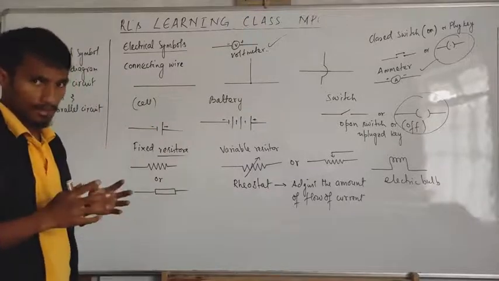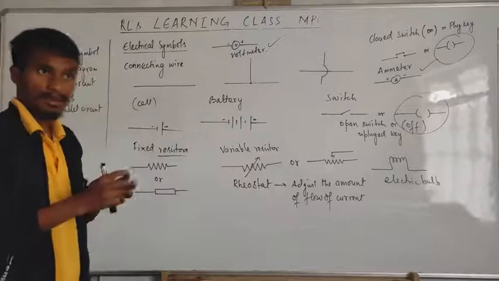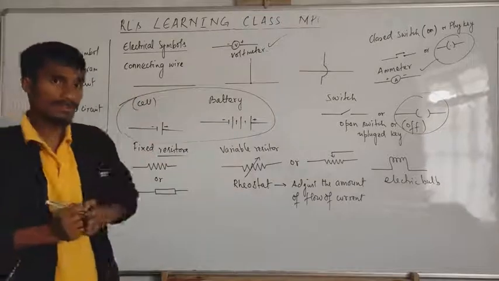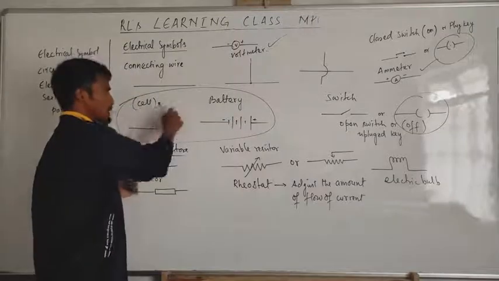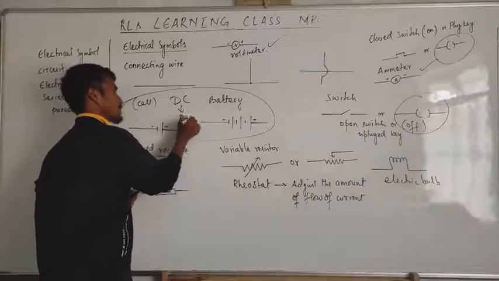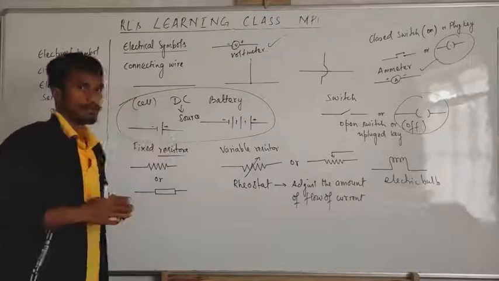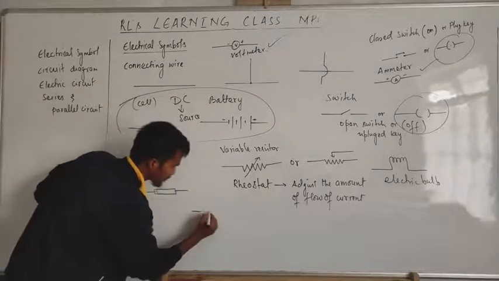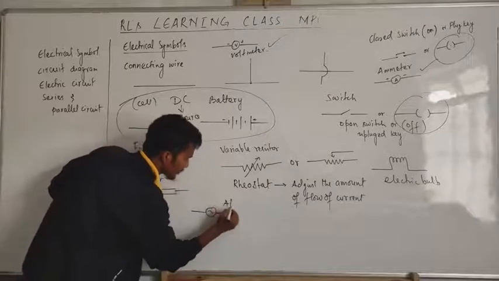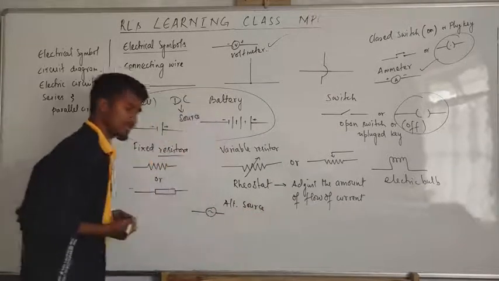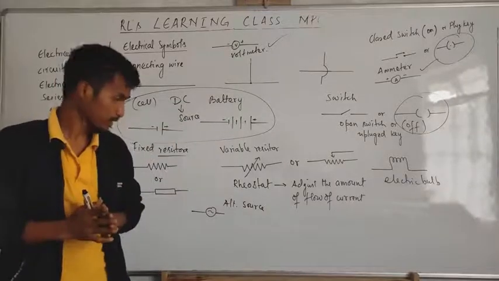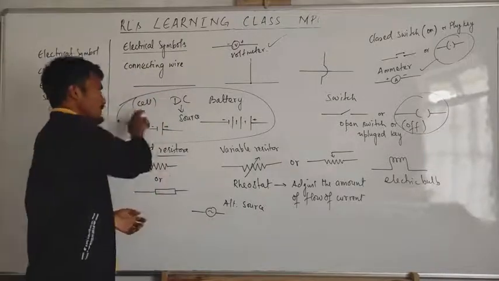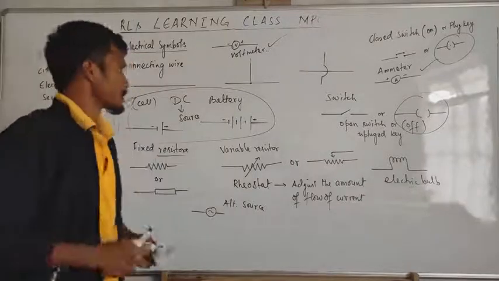Then in the supply source there will be the cell or battery. Whenever they say source of energy, this will be it. Cell and battery are called a DC source. If they say alternating source, then the symbol will be like this. If they say it is connected to an alternating source, then we have to draw this symbol. If it is a DC source, a cell or battery, then we draw this one.